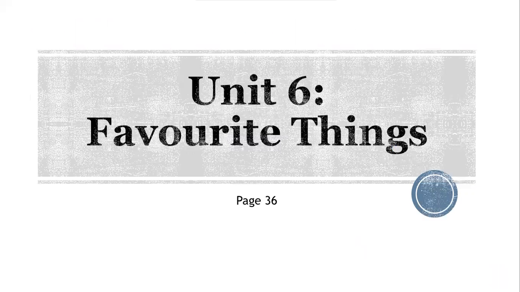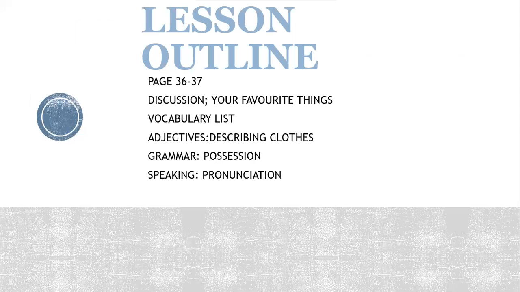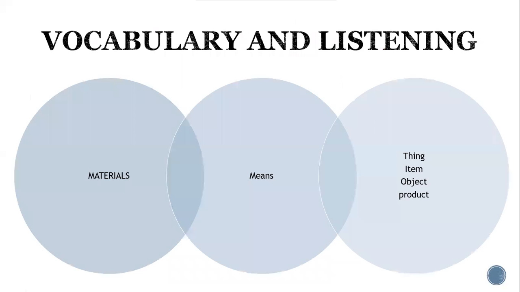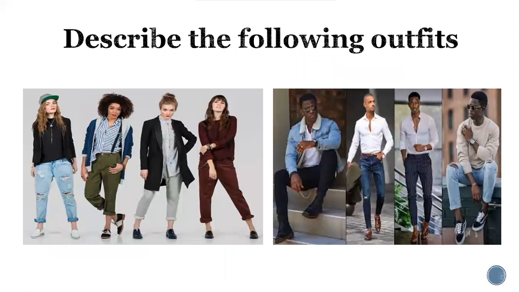Right. So we also covered Unit 6, titled Favorite Things. And Unit 6 was based on a lot of discussions, vocabulary lists, adjectives, describing clothes, and grammar about possessions and pronunciation. We said that materials are things, items, objects, and products. This was really one of my favorite exercises when we had to describe different outfits and fashion styles. And you guys were telling me what you like, what you don't like. So this was pretty fun.